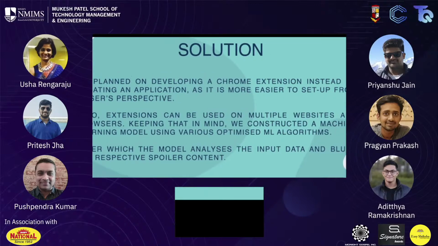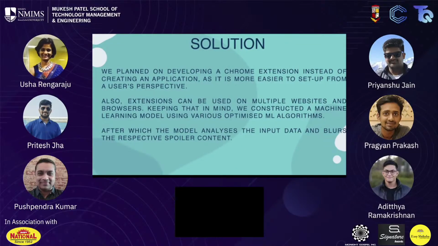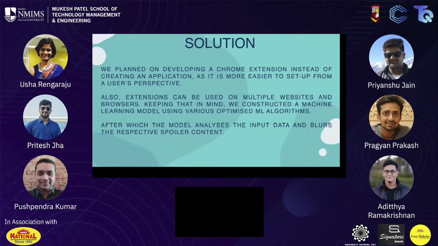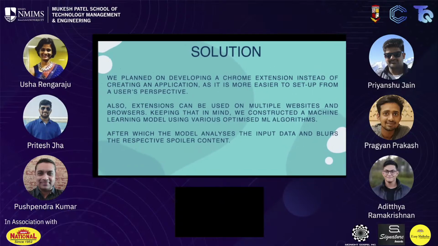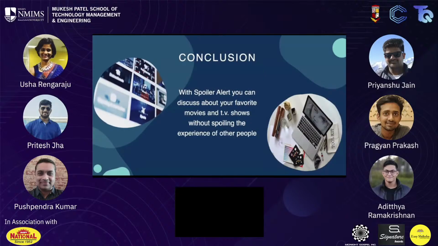What happens is that the extension reads data from the site and the posts on social media, and then the model analyzes this input data and the prediction is given. Then the extension will inject CSS to blur the respective spoiler content using JavaScript. Next slide. So, in conclusion, our browser extension allows people to enjoy their favorite movies and TV shows without spoiling their experience through the use of social media and the internet.